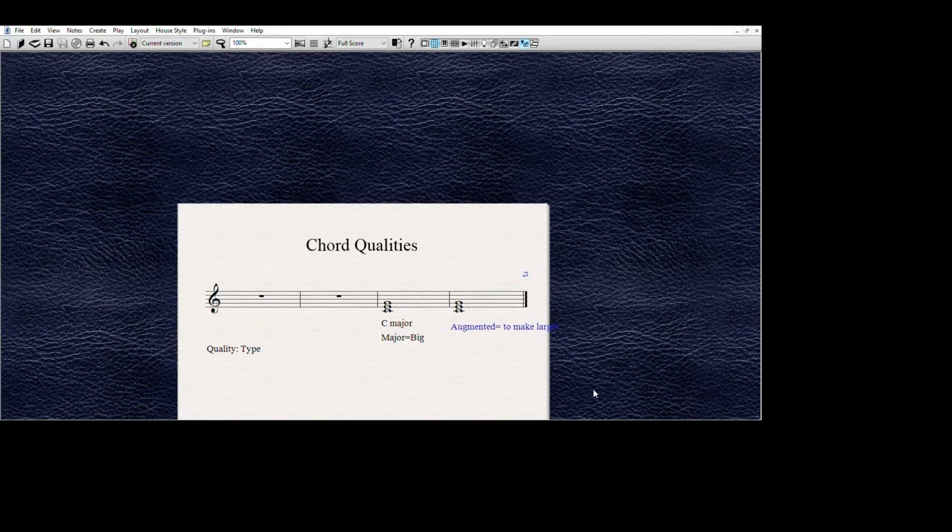There we go. Okay, so now if we have a C major triad and we want to make it augmented, we will raise the 5th. Okay, so in order to make a major triad augmented, you must raise the 5th. And conversely, if you want to make an augmented triad a major, you must go the opposite direction and lower the 5th.